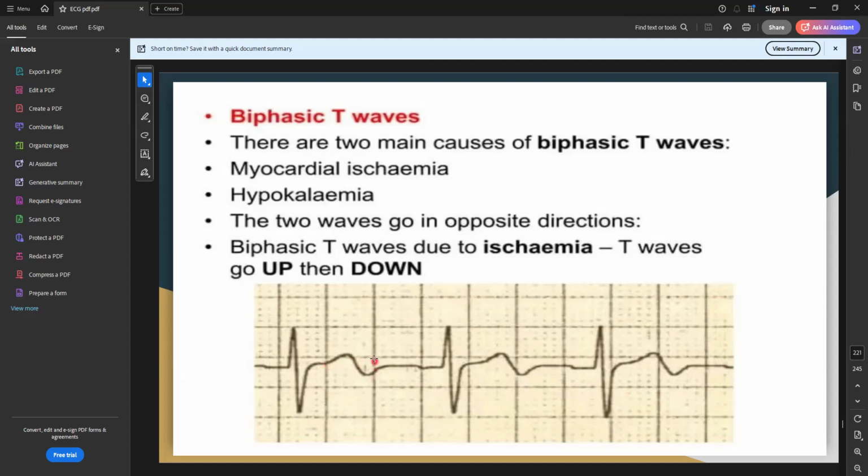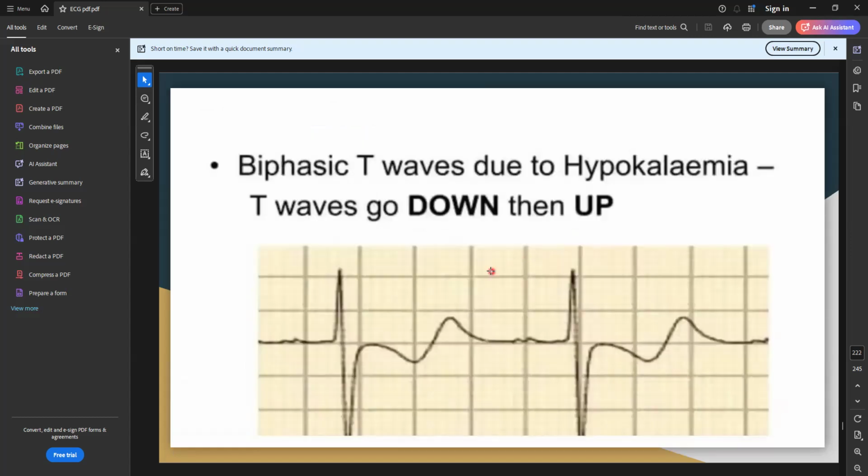From here to here is the T wave. Up to down. Whenever there is up to down biphasic type of T wave, you have to think of myocardial ischemia. When there is a T wave that goes from down to up, here you can see it is down. This is the ST segment. This is the T wave from here to here. First it has gone down, again it has become up.